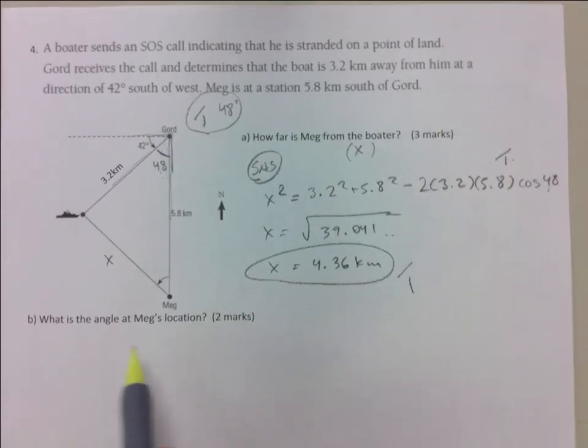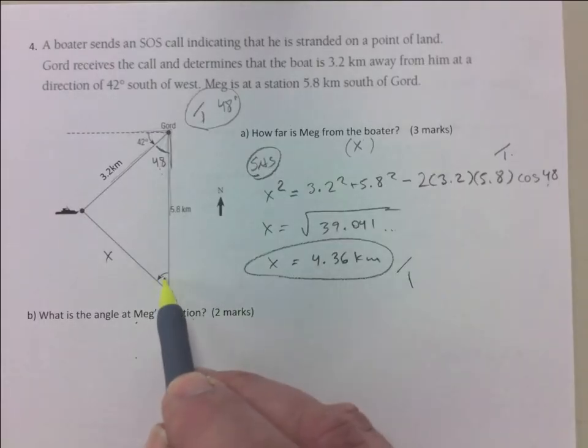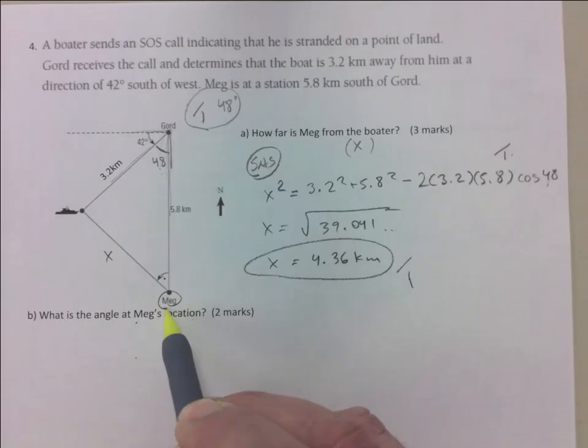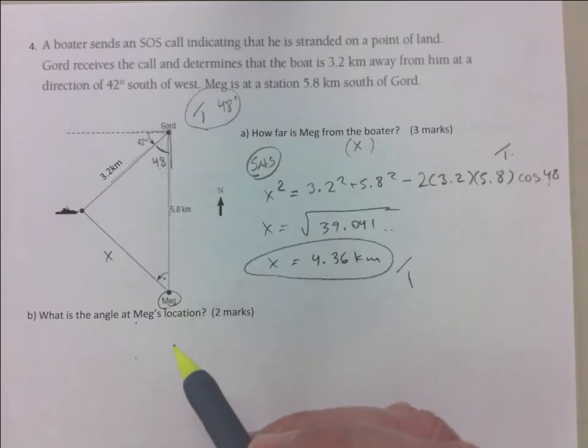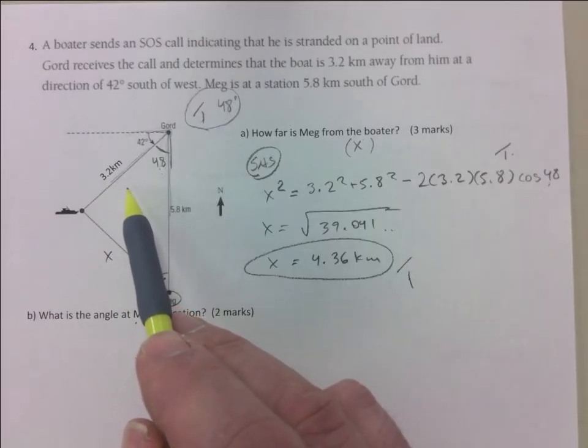Okay, next. What is the angle at Meg's location? Like this angle right here. M, right? So how would you do that? You've got two options now.